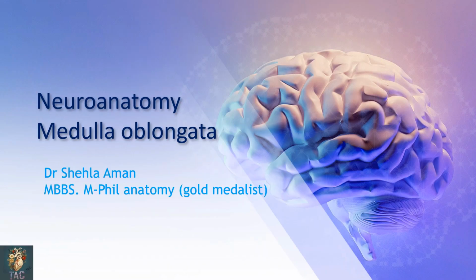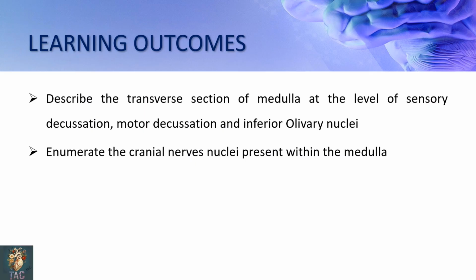In today's class of neuroanatomy, we are going to discuss the internal features of the medulla oblongata. In the previous class we discussed the external features of the medulla oblongata, and the learning outcomes for today's class are to describe the transverse section of the medulla at the level of the sensory decussation, the motor decussation and the inferior olivary nuclear complex, and also enumerate the cranial nerve nuclei which are present within the medulla.